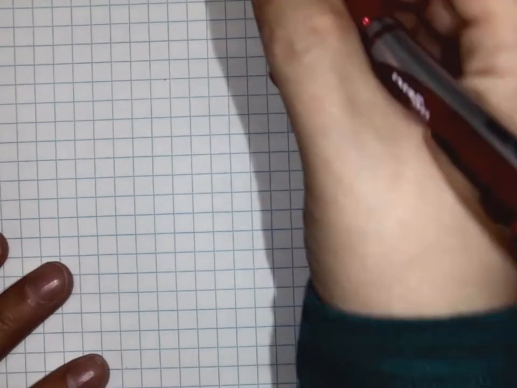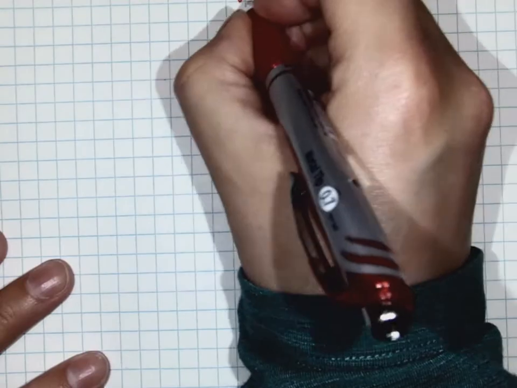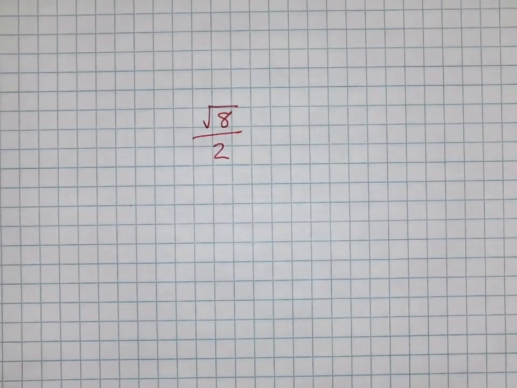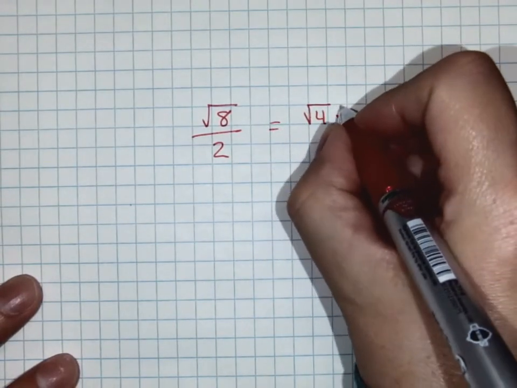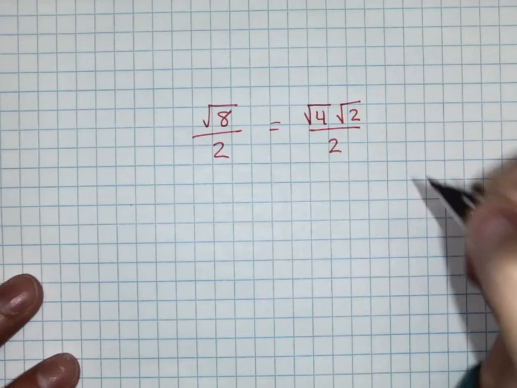Oh, I got root 8 over 2. Same. Okay, and then what? So simplify your root. So you got that as an answer? So now we're going to simplify our radical. What factors of 8 have a perfect square in them? 4 and 2. So this would be the same thing as saying root 4 times root 2 over 2.